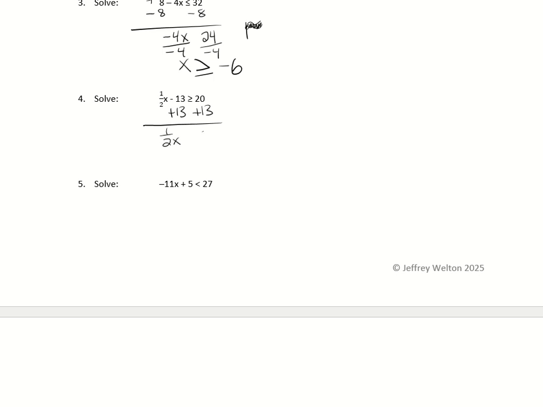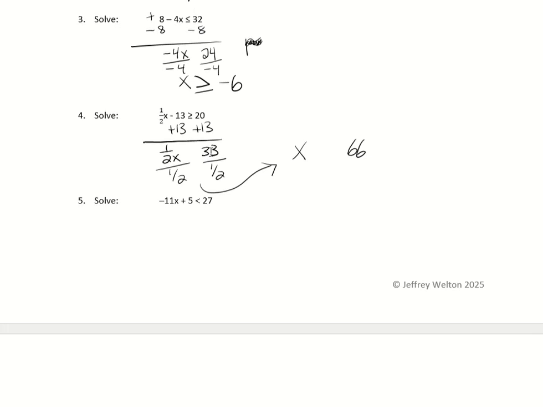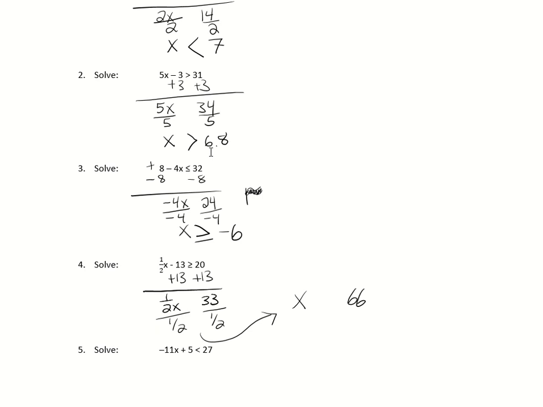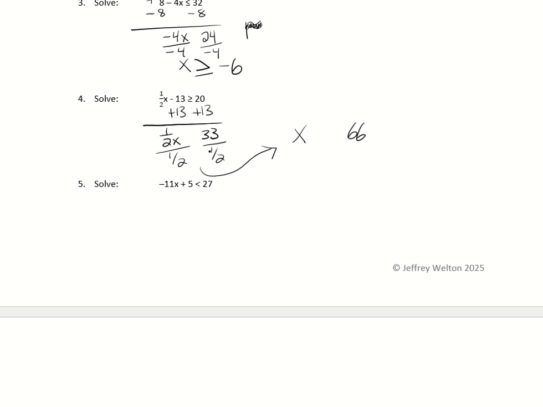1/2 x and 33. This is 1/2 times x, so I'm going to do the opposite and I'm going to divide by 1/2. I'm going to bring it over here just to have more room. The 1/2s cancel out, leaving the x. 33 divided by 1/2 is 66. And if you notice back here, my comment was to look out for multiplying or dividing by a negative. So not a fraction, just a negative. So this one is still going to be the same. It is still going to be a greater than or equal to.